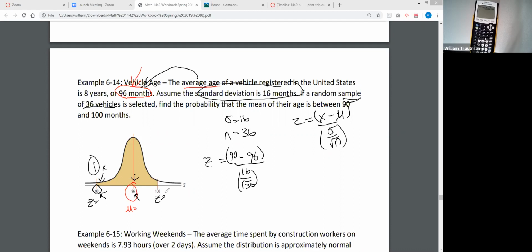And then we're going to do the second one. The second Z value is the value, 100, minus the average. The average is 96, divided by standard deviation over the square root of N. All right, so let's put both of these in our calculator.